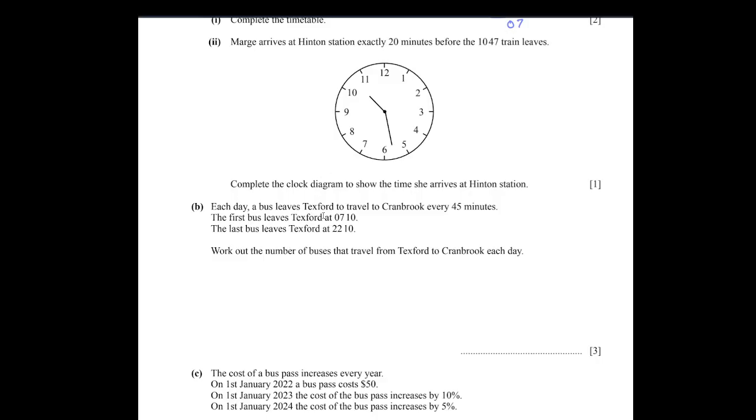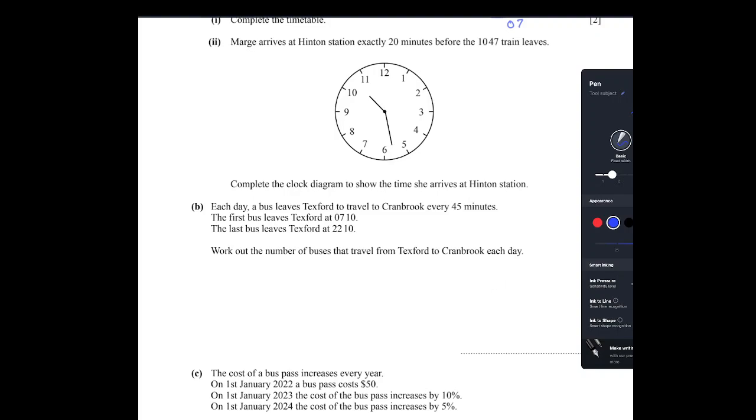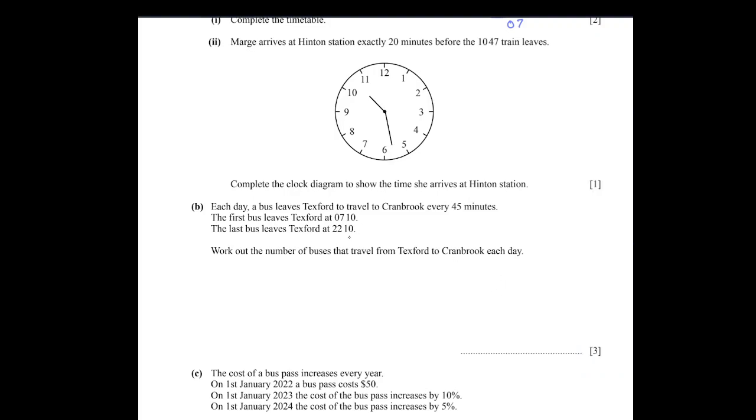Question number B. Each day a bus leaves Texford to travel to Cranbrook every 45 minutes. The first bus leaves Texford at 7:10. The last bus leaves Texford at 22:10. Work out the number of buses that travel from Texford to Cranbrook every day. Now we need to find out how many hours there are from 7:10 to 22:10. 7 to 10 is 3 hours, then 10 to 20 is 10 hours, and 20 to 22 is 2 hours. That is altogether 15 hours.